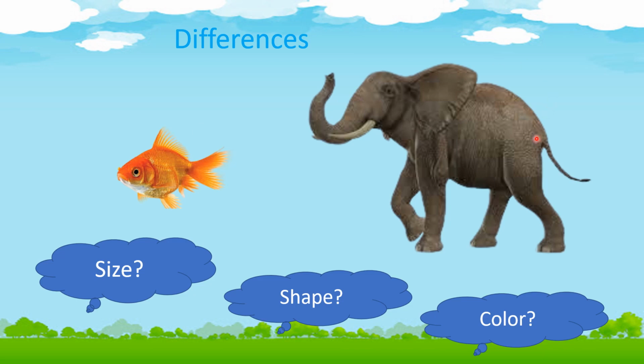Now, have you seen an elephant before? Do you know what covers its body? What does it have? Does it have hair? Yes, it does. So the elephant has hair. Now, does the fish have hair? No, of course. The fish has scales. If you see a fish, you can touch it to feel its scales. So the fish and elephant have differences.